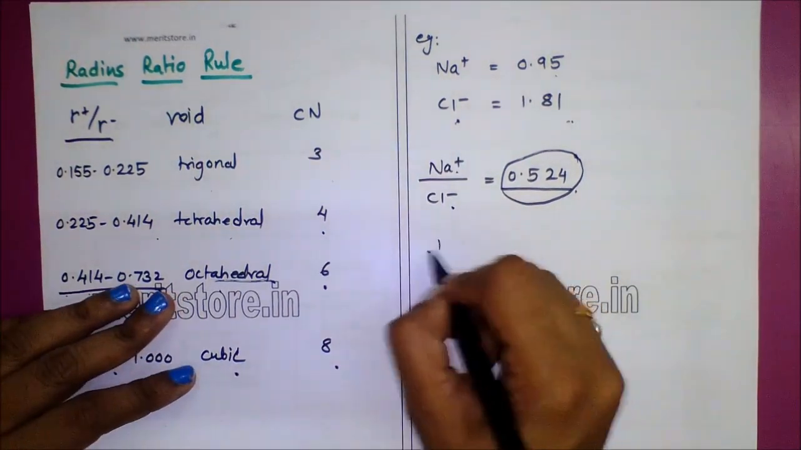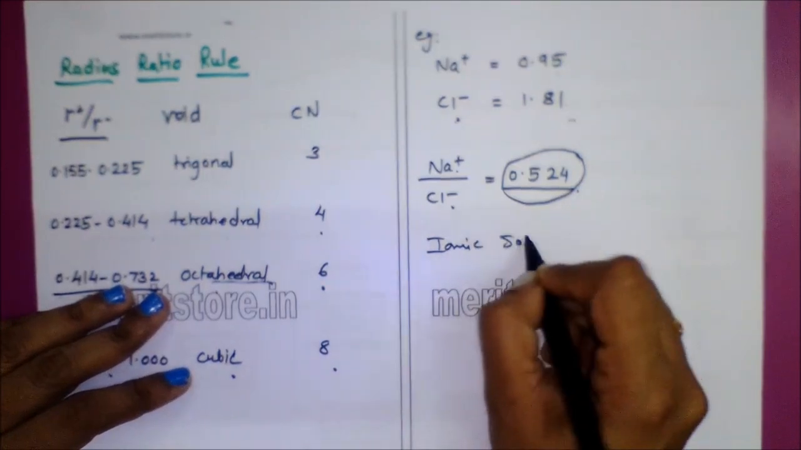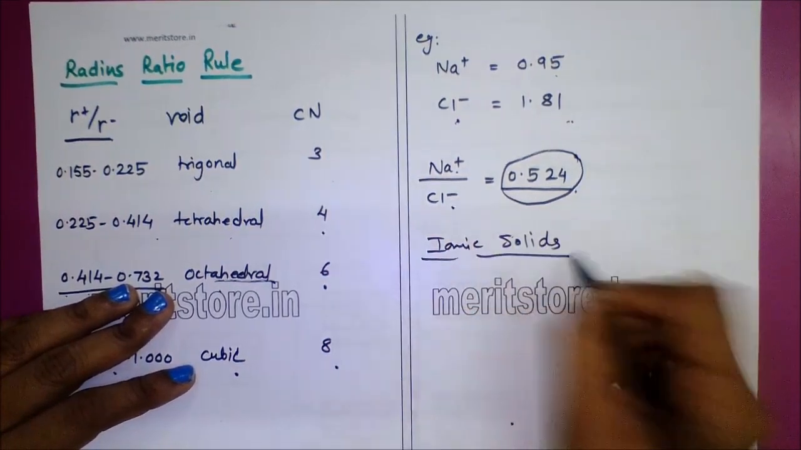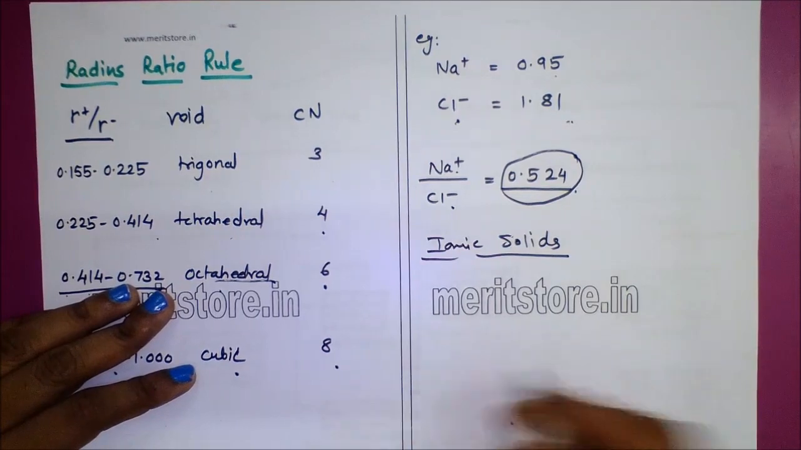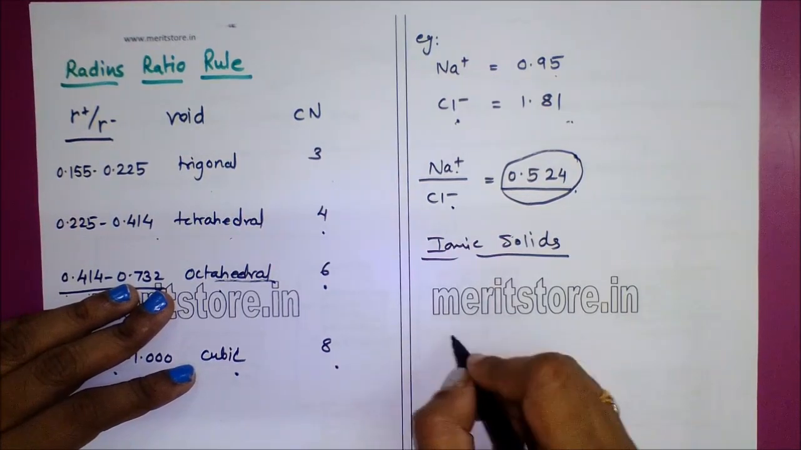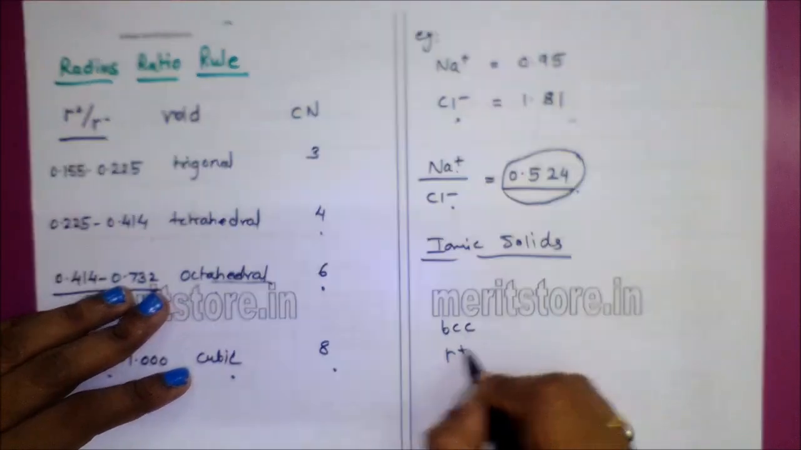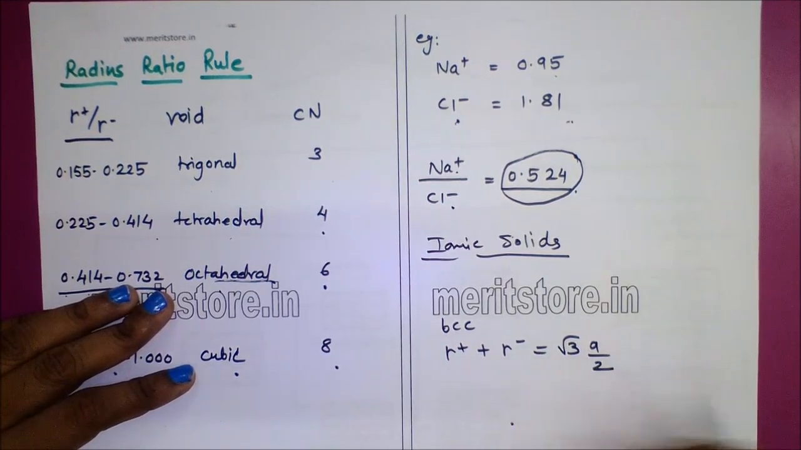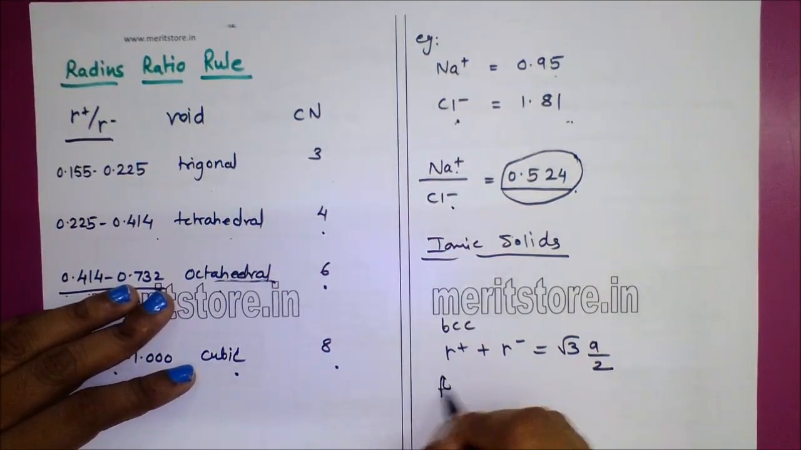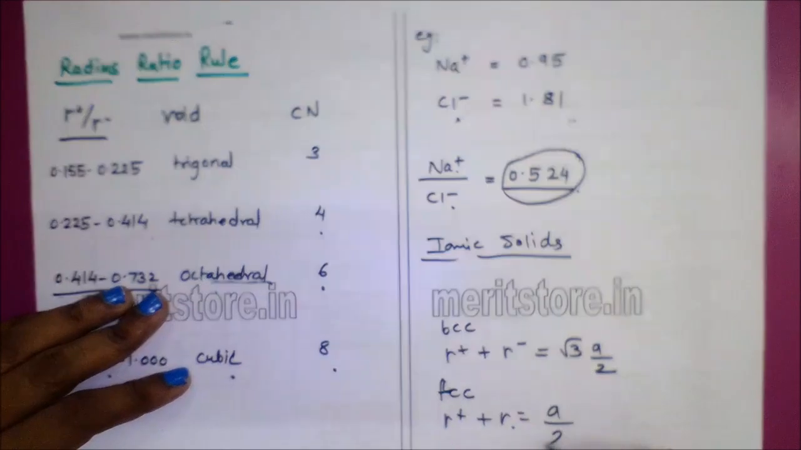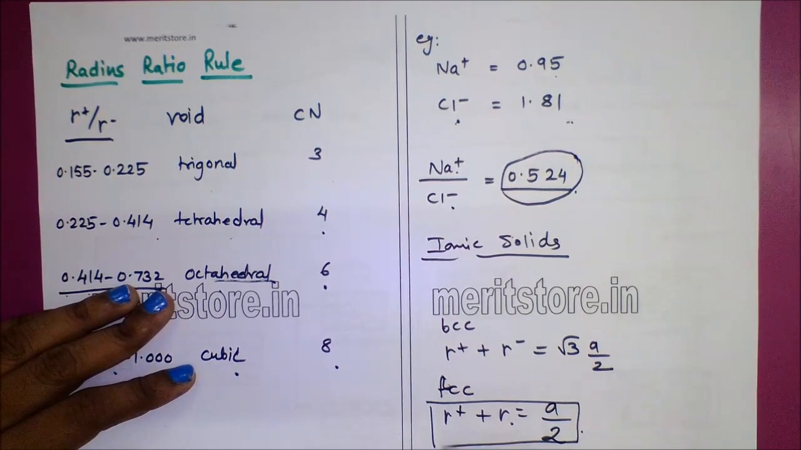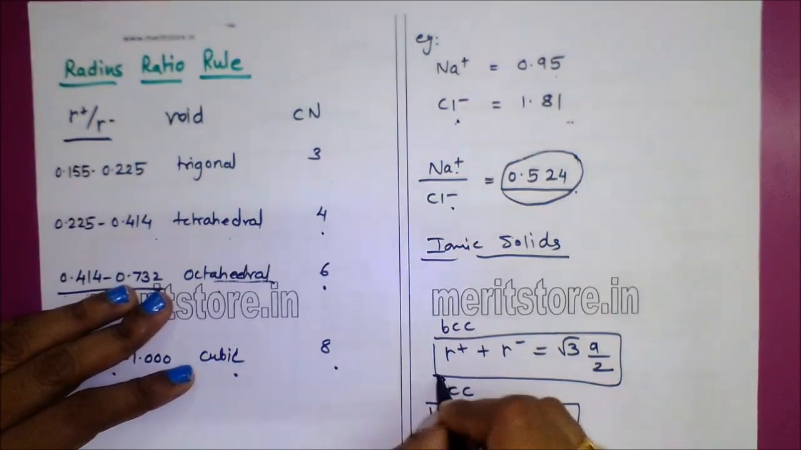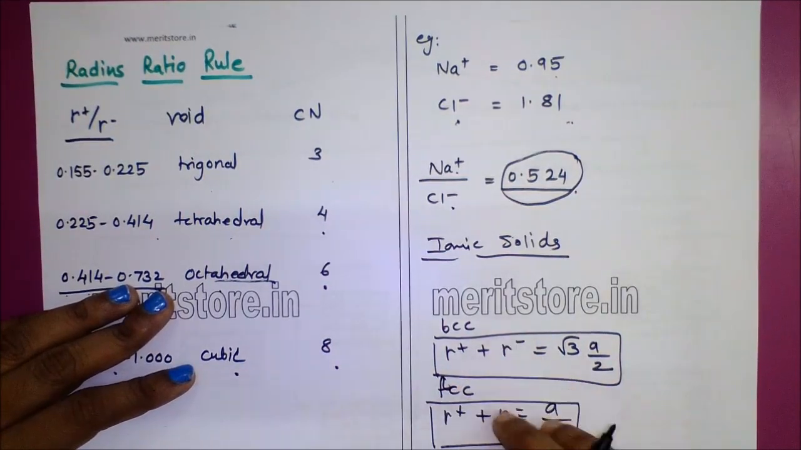Also, for ionic solids, we can find the relation between radius and edge length. If the structure is BCC, then R plus plus R minus is equal to root 3 a by 2, while for FCC, R plus plus R minus is equal to a by 2. So we can use these two formulas to find out the relation between a and R for ionic solids.